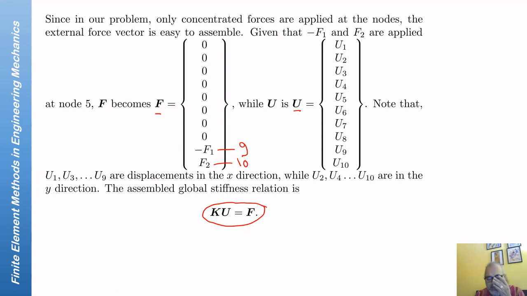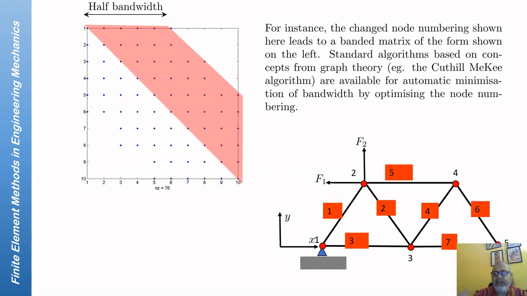However, I also mentioned that this equation is impossible to solve because K is a singular matrix and cannot be inverted. So you cannot just invert K, multiply it with F and get U. That's not possible. The reason that is not possible is easy to understand.